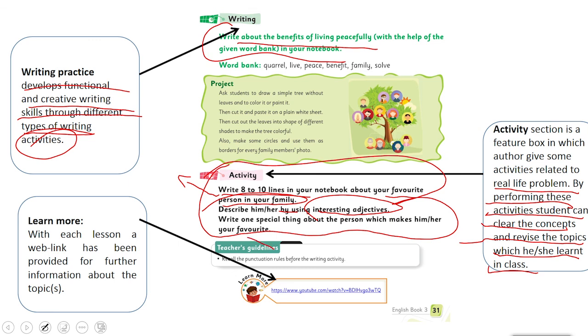And the learn more box here. With each lesson, a web link has been provided for further information about the topic. By clicking this YouTube link, you can learn more about the topic, the extra information which is also important for you to know. You can learn and apply more in your work.